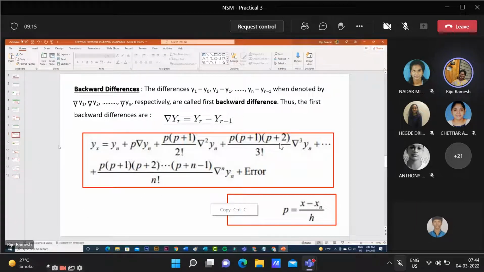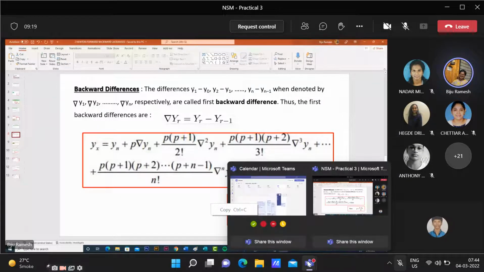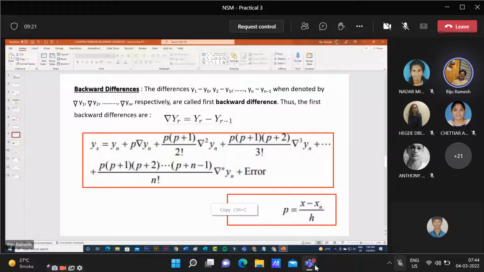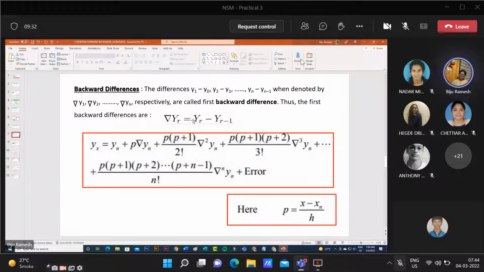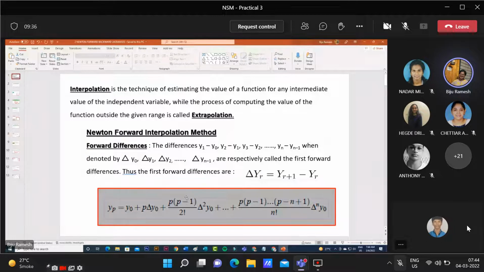So the backward difference, you will go for finding the difference of Y1 minus Y0, Y2 minus Y1, Yn minus Yn minus 1. Okay, which is denoted by this. So this is called the backward difference. So the formula goes like this. For forward difference, the formula was P into P minus 1, whereas for backward difference, the formula will be P into P plus 1.